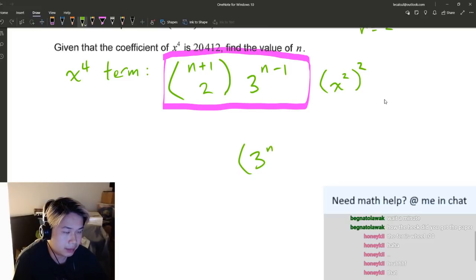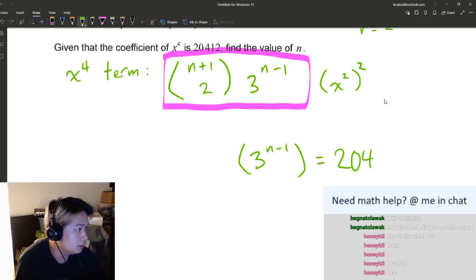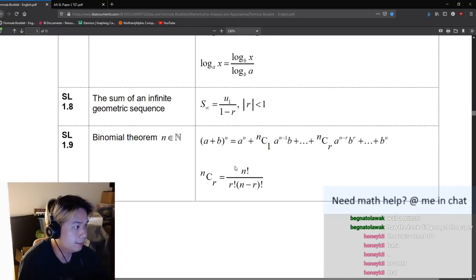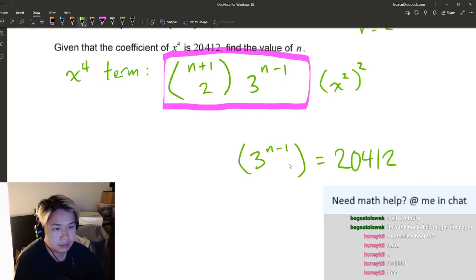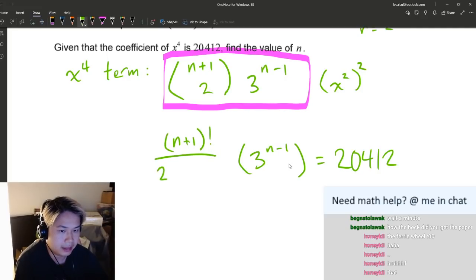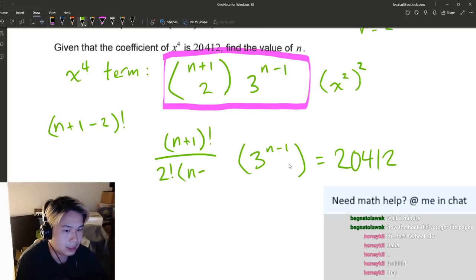So we have 3 to the power of n minus 1. This is equal to 20412. And then what we need to do is we need to write this in terms of its actual numerical definition, which is right here. So this is going to be n plus 1 factorial divided by 2 factorial times, technically it's n plus 1 minus 2 factorial, which as we saw earlier, the plus 1 minus 2 become minus 1.